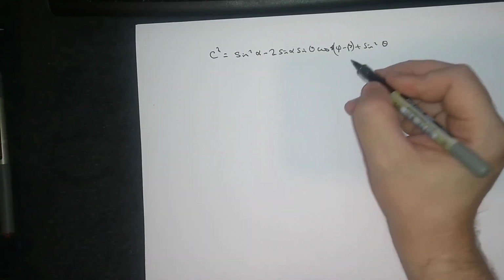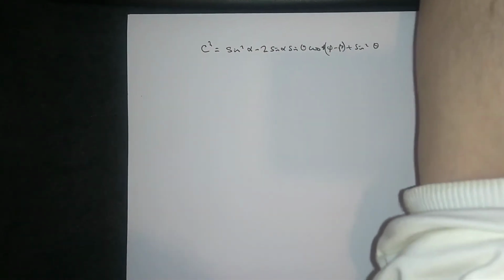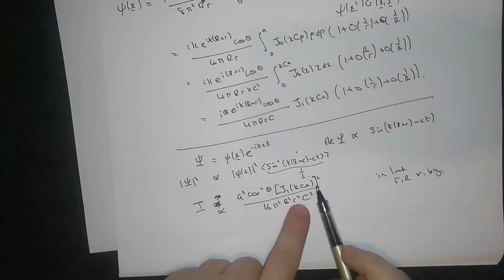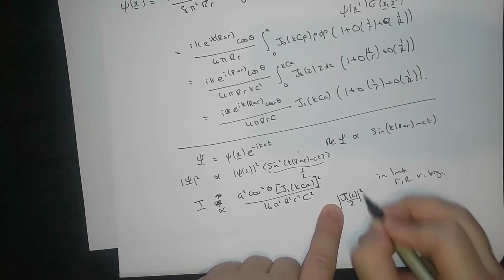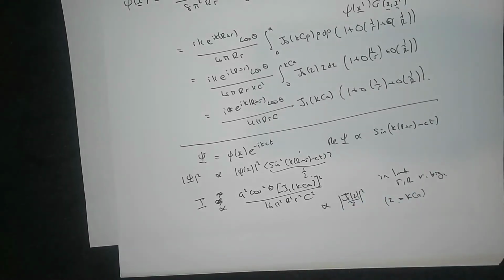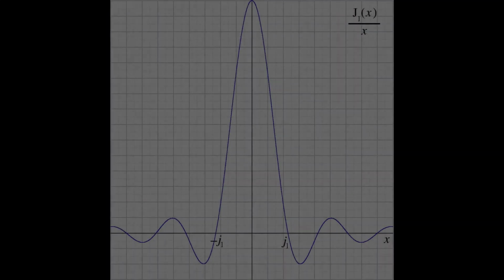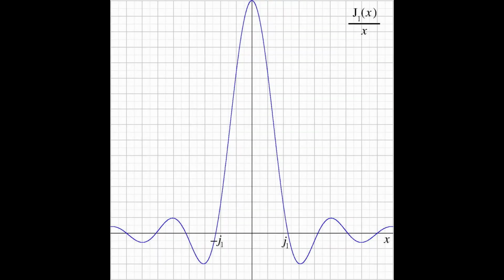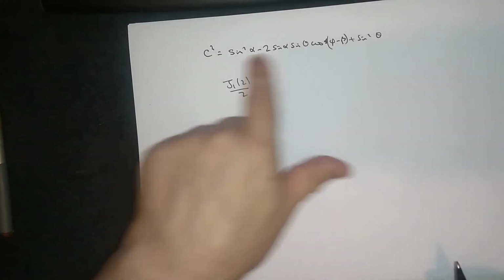Now, the intensity of light is determined by this function here, that's J1 of Z over Z, squared, where Z is KCA. That's what the intensity is proportional to. On the screen now you'll see a graph of the function J1 of Z over Z, and you can see there is a maximum at Z equals zero, or X equals zero as I've labelled it on this graph. So that would correspond to C being equal to zero.